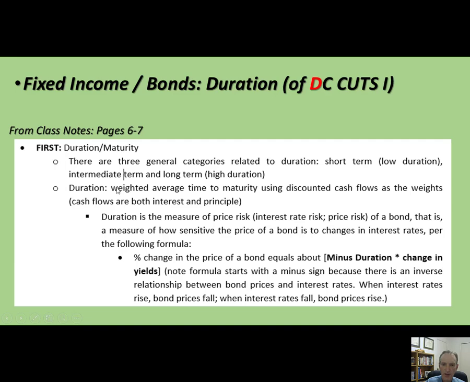So another way to talk about duration, there's a technical definition. It's the weighted average time to maturity. So what are your weights? You use the discounted cash flows. But a more generic definition of duration is a measure of price risk or of interest rate risk. Interest rate risk and price risk are very similar things. So the interest rate risk, the price risk of a bond. So what do we mean? How sensitive is the price of the bond to changes? That's the key, changes in interest rates.